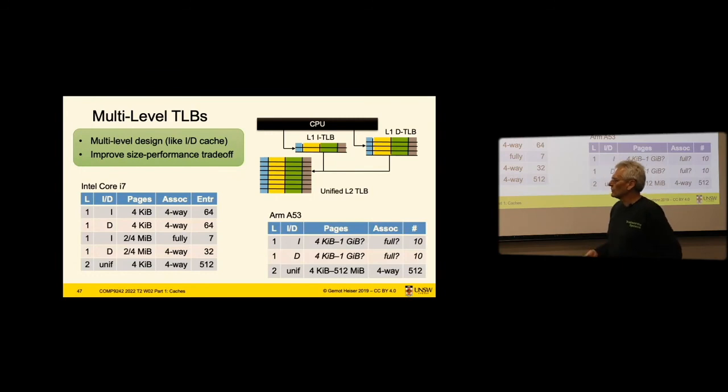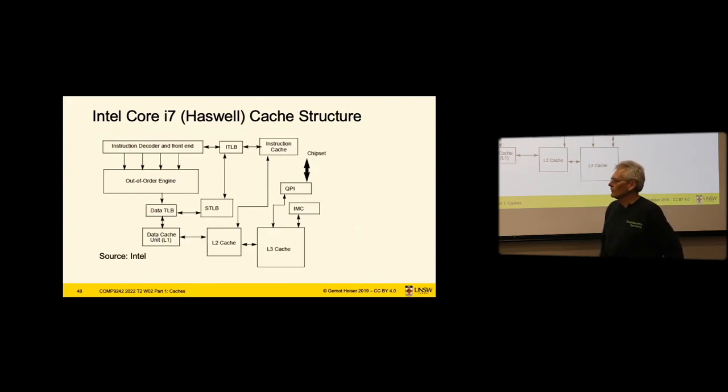Various tricks are used. Here's the ARM A53, which supports a range of page sizes in multiples of, in powers of 16, I think, where the level 1 TLB has a fair number of entries, 10 of them. I think it's fully associative, because 10 entries only really makes sense with full associativity. And then a still highly associative level 2 TLB that's much bigger.